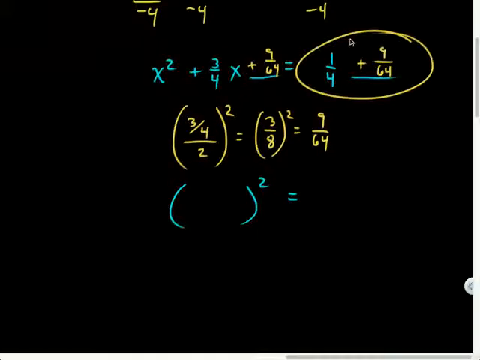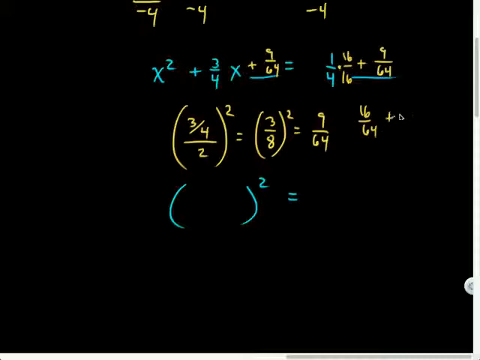So let's see. To add these, what do I need to do? Okay, which is 64. So I have to multiply by 16 sixteenths, and I would get 16/64 plus 9/64. This is all just scratch work. Equals 25/64. And can you believe I just made up this problem today, and it happened to have such a perfect square. Isn't this just a perfect problem?